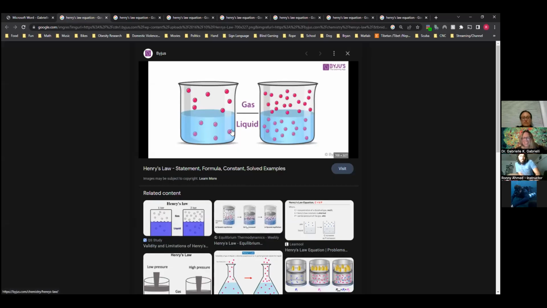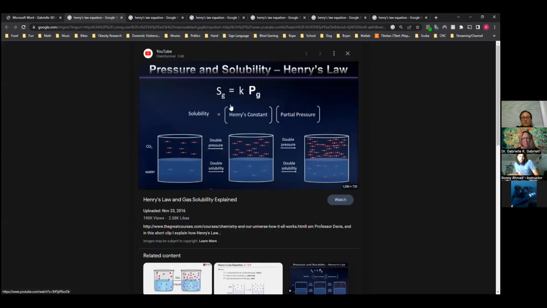Okay, so this is showing the basic principle of Henry's law, where the increased pressure of the gas is going to increase the dissolution into the liquid. So this is the actual equation. You can see that solubility is equal to your constant, which is different depending on your material, times your partial pressure.